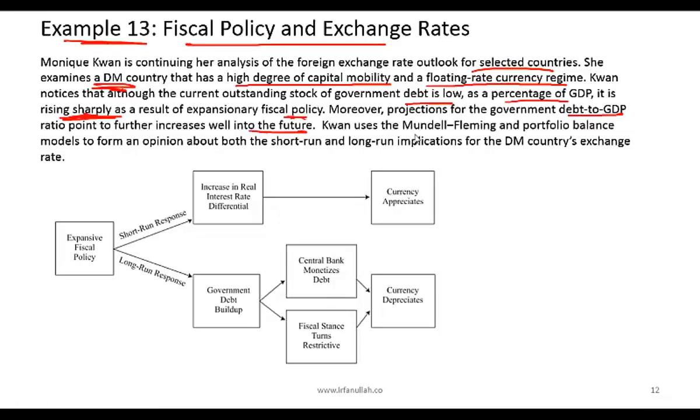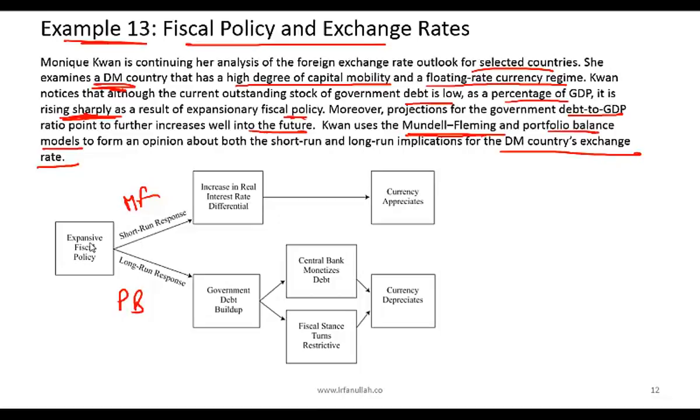Kwan uses the Mundell-Fleming and portfolio balance models to form an opinion about both the short run and long run implications for the DM country's exchange rate. What we are going to do here is combine two models. And very simplistically, the Mundell-Fleming model predicts what happens in the short term, whereas this other model, the portfolio balance model, explains what happens in the long run. I'm going to touch on this briefly and then we look at the questions.